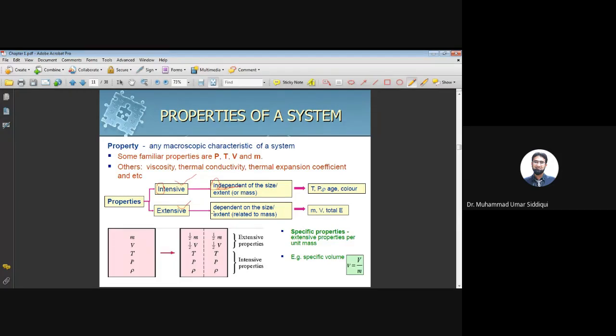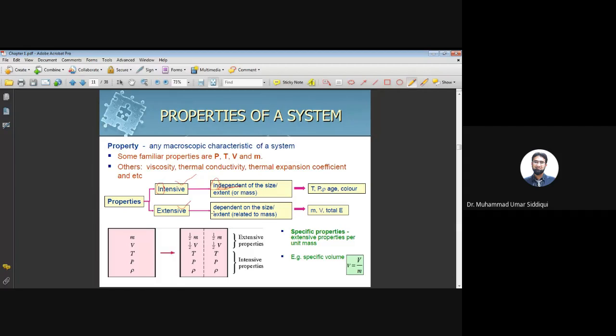You have the density of water. Whether it is the density of a droplet of water or a tank full of water, both will have the same density. So it does not depend upon the size. It does not depend upon the mass. So these are the properties which are independent of the mass, and they are called the intensive properties.